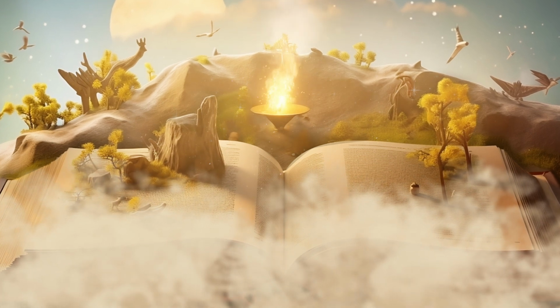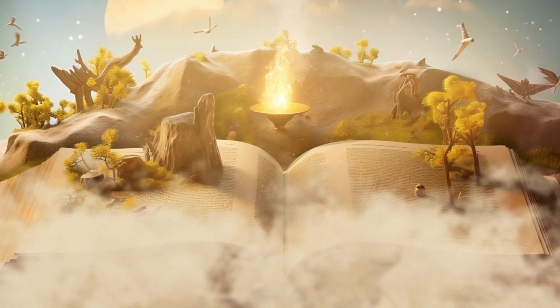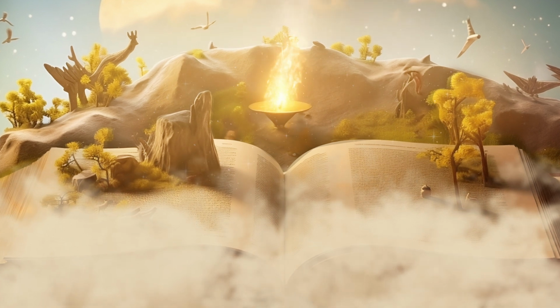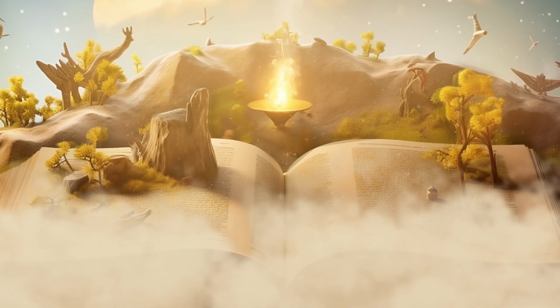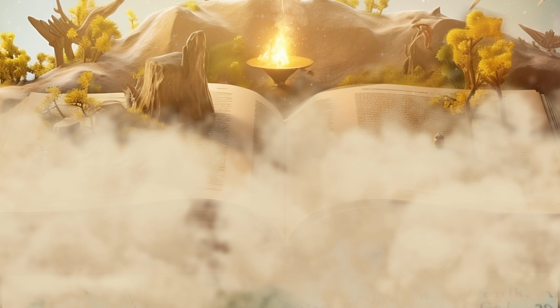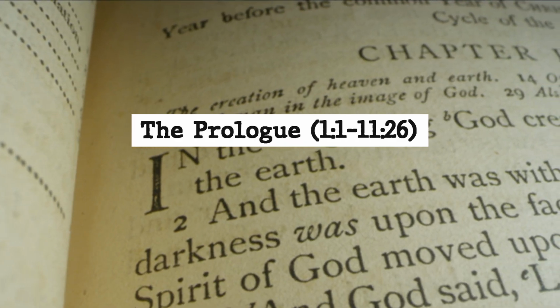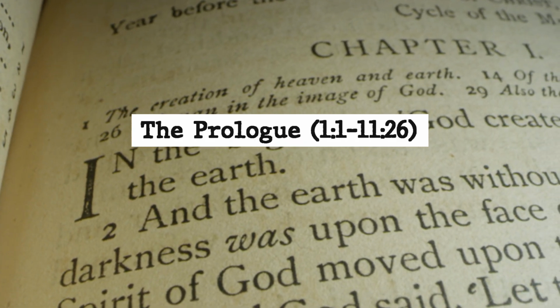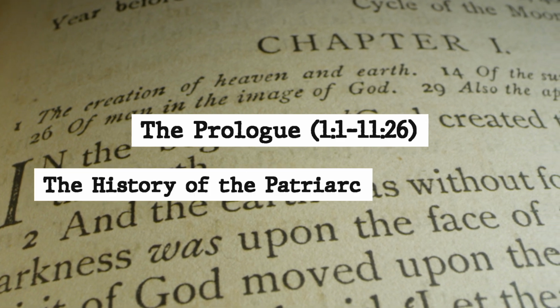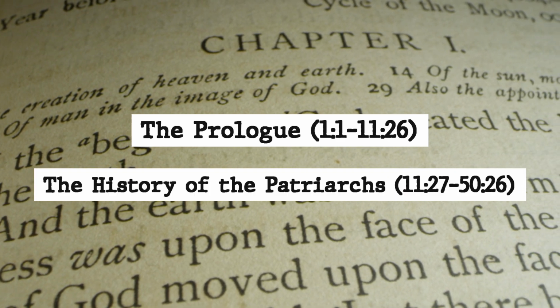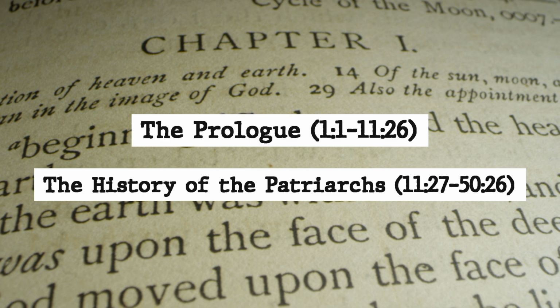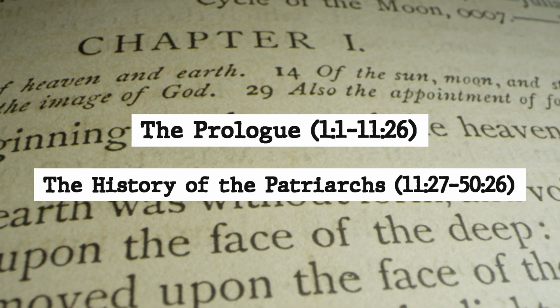First, let's talk about the composition and content of the book of Genesis. The first book of the Bible is divided into two parts of unequal length. The shorter one, the prologue, chapter 1 verse 1 through chapter 11 verse 26, and the longer one, the history of the patriarchs, chapter 11 verse 27 through chapter 50 verse 26.